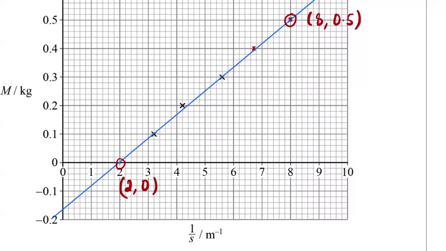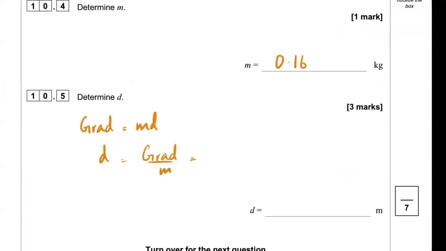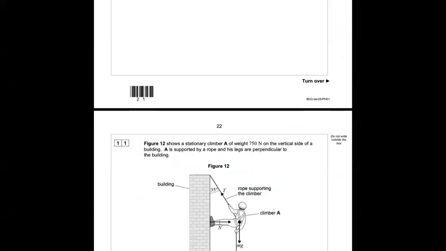So y2 minus y1 over x2 minus x1, this is basically 0.5 minus 0 over 8 minus 2, just 0.5 over 6. That's just the gradient, and then divide this by 0.16. So 0.5 divided by 6 divided by 0.16 is 0.5208. So 0.52 is what I get, right? So that's how you do questions like these.